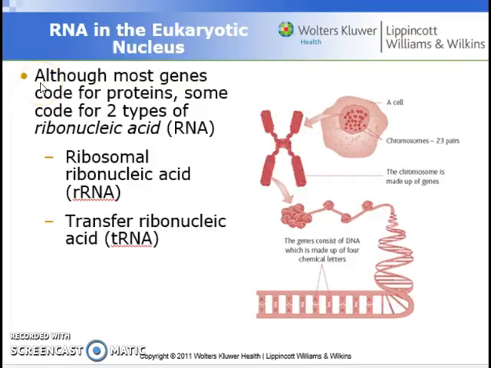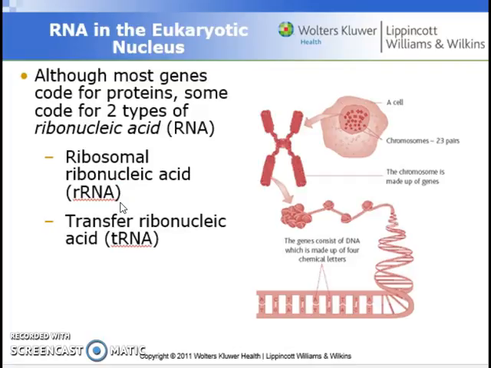Now, a lot of your genes are going to code for specific proteins, but we do have some genes that are going to contain codes that are going to be used to generate what we refer to as ribosomal ribonucleic acid and transfer ribonucleic acid. Both of these components are very crucial in the process of translation because ribosomal RNA make up the ribosomes in which the process of translation will take place.